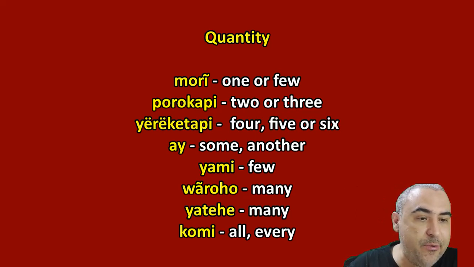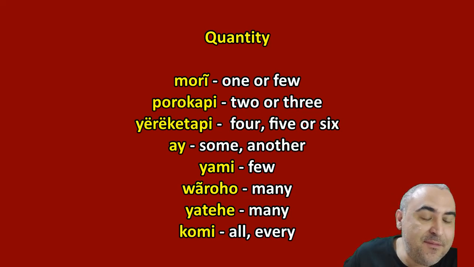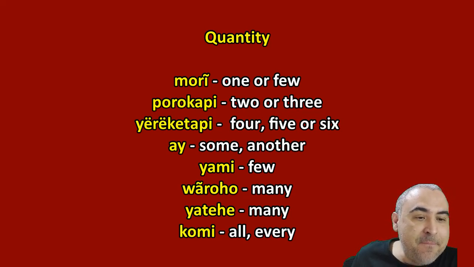We see here Mori, which is 1 or very few. Porokapi, which is 2 or 3. Yerakatapi, which is 4, 5, or 6. Those are very inaccurate ways of communicating anything. I, which means some or another. Yami means a few. Waroho means many. Oyatehe means many. And Komi means all. Those are the numbers and quantifiers.